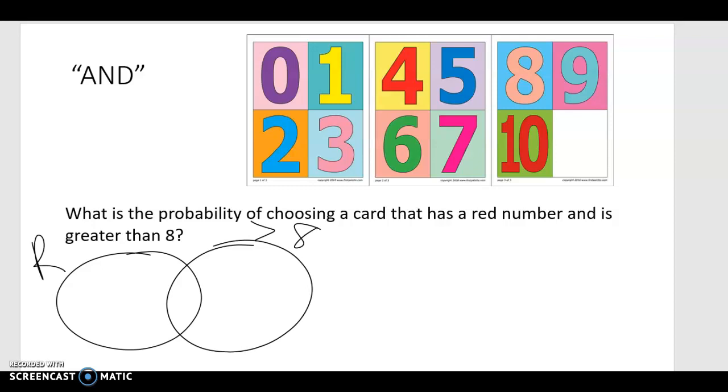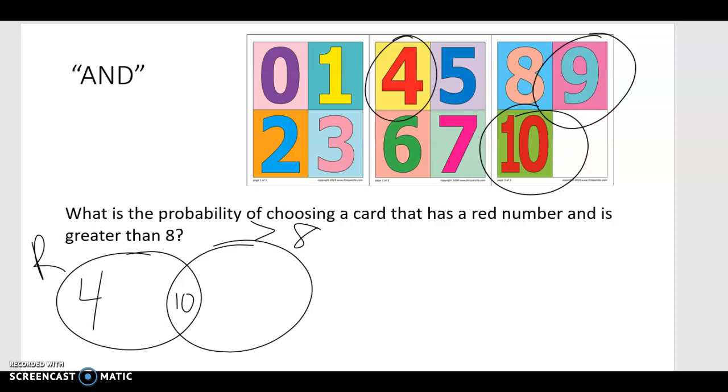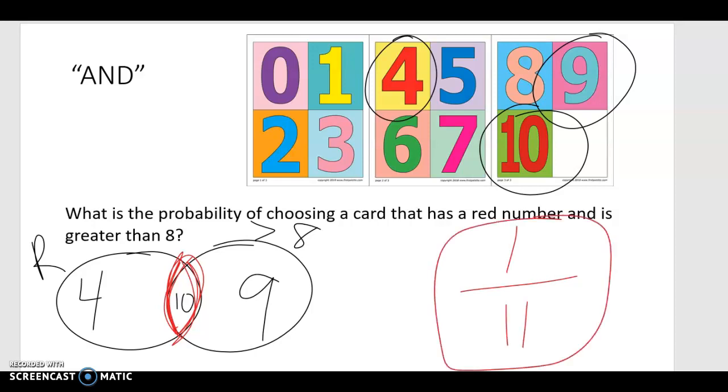Okay, my red numbers, I have 4. Well, that's not greater than 8, so that goes over here. 10 is greater than 8, so that goes here. Another number greater than 8 would be 9, but it is not red, so it'll go here. Now, because I want AND, the AND piece is that middle spot that satisfies both criteria. There is only one number in that shared space. So the probability of choosing a number that is red and greater than 8 would be 1 out of 11.